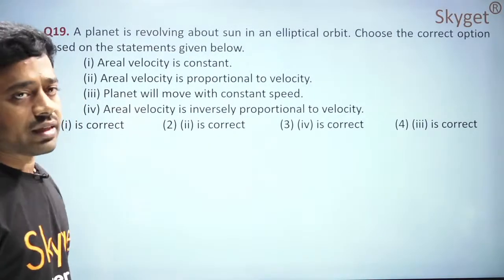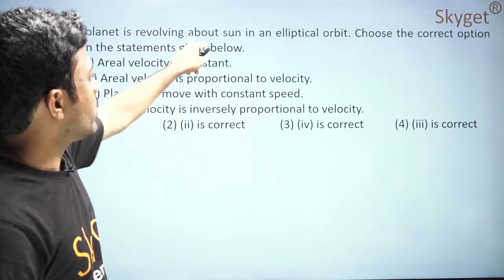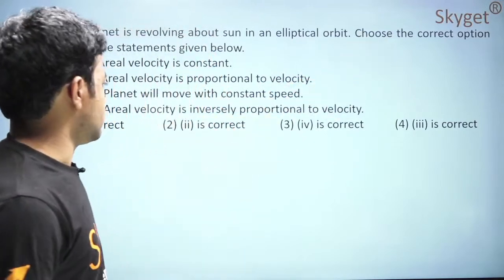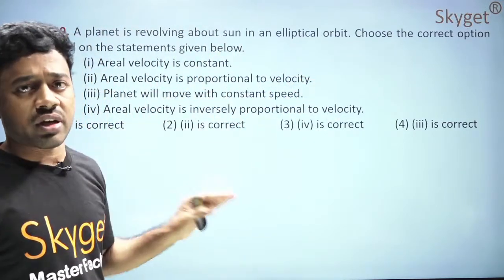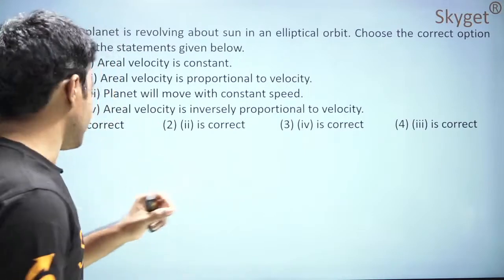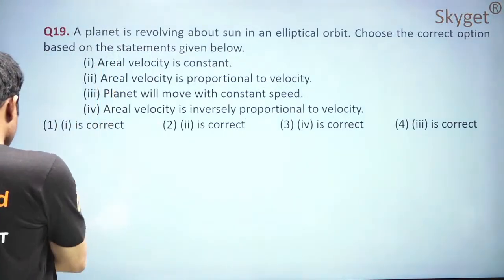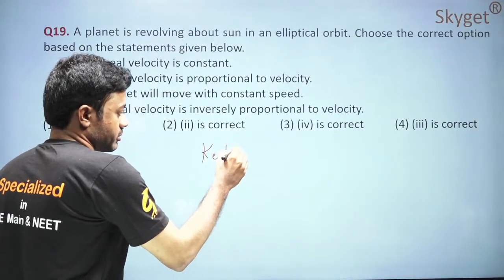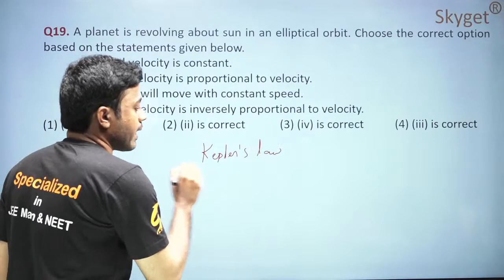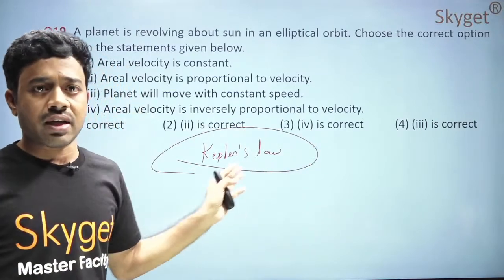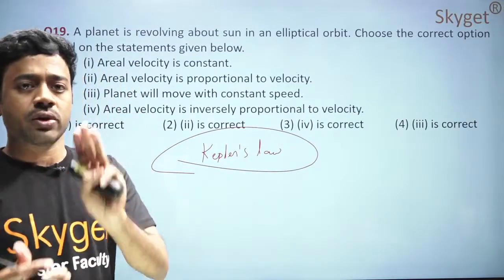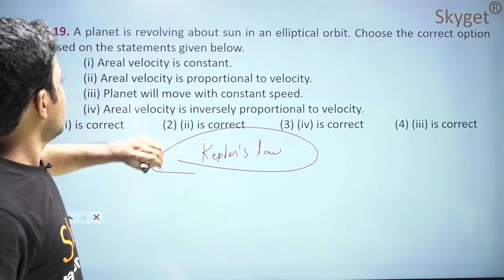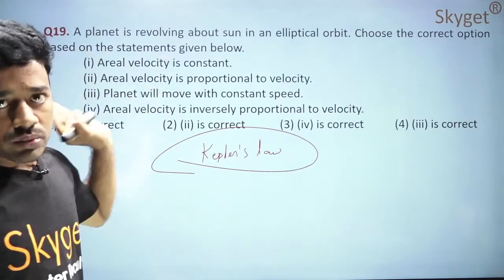Next, in problem number 19, he has given that a planet is revolving round the sun in an elliptical orbit. Choose the correct option. To say whether these options are right or wrong, you have to use Kepler's laws. Kepler's laws are very useful to understand this concept. You have only 3 rules, and you should remember those 3 rules. He is asking which statement is true.